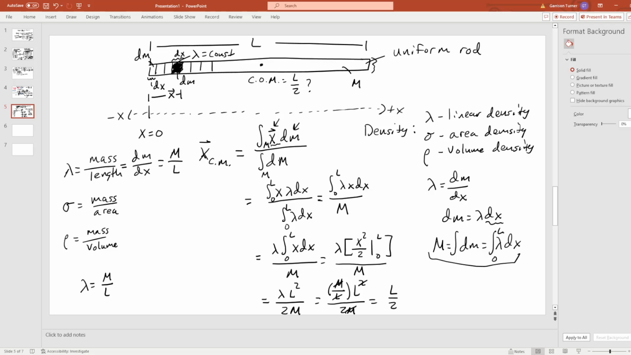Now, I have been very, very lax with my unit vectors, but all of my x vectors here are going to be in the i direction, and so technically all of these integrals are in the i direction. And there you have it. Okay, so that is how you would approach a center of mass calculation when you have a continuous object.